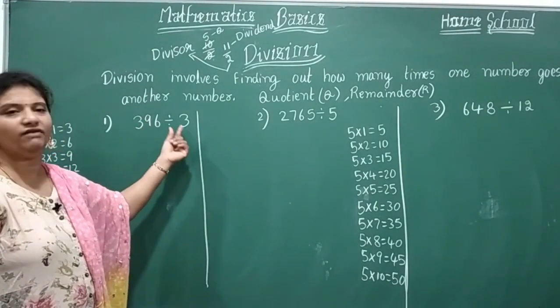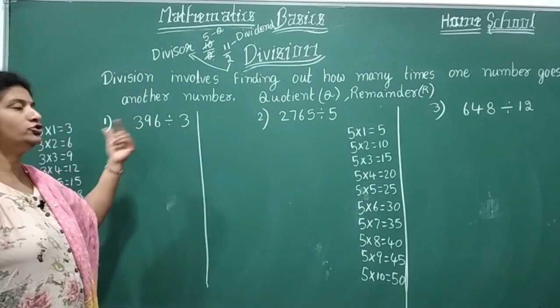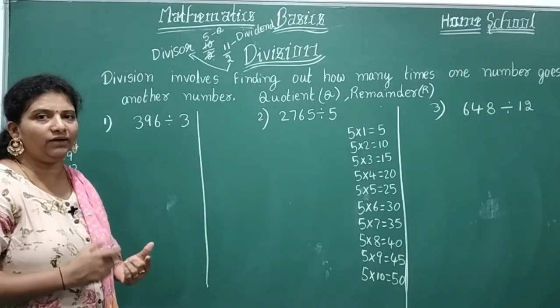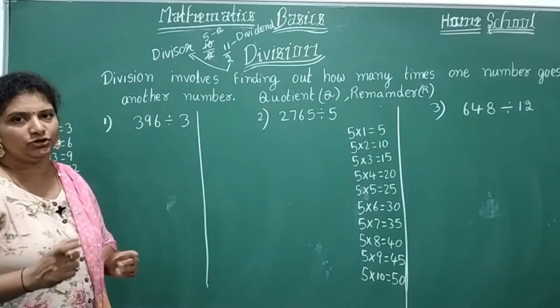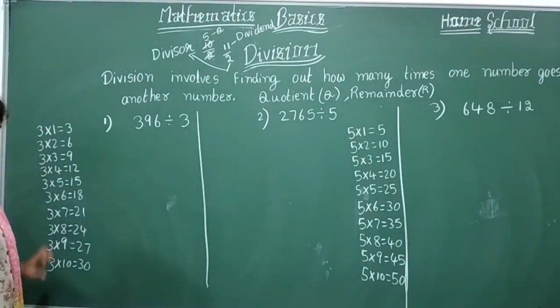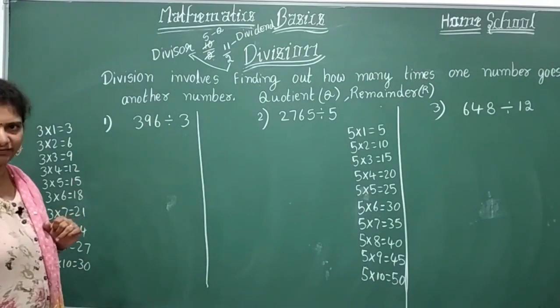3. So when you are dividing by 3, you should know the 3 table perfectly. You should know the 3 table completely. So let's see here. What is the table I have written here? What is the use? Let's see the division.